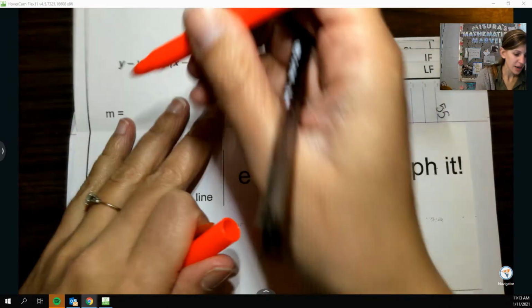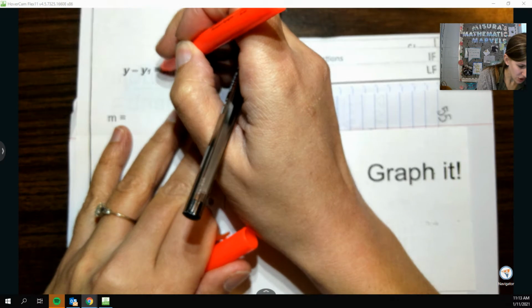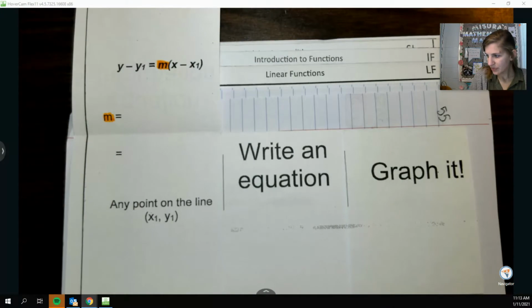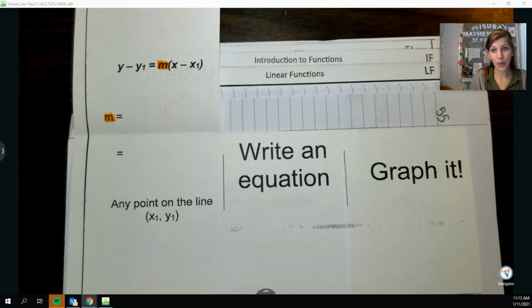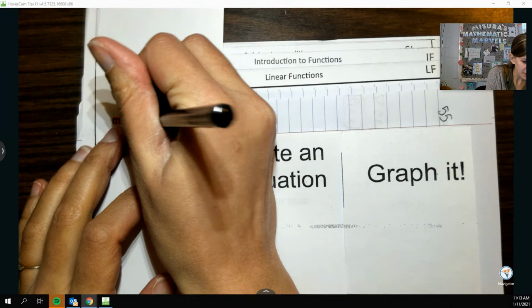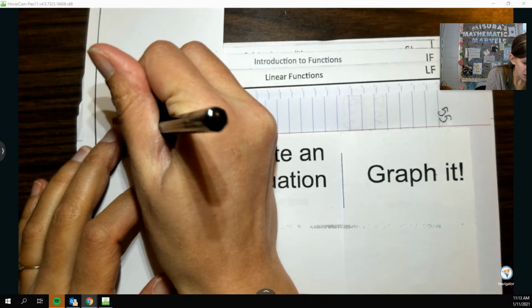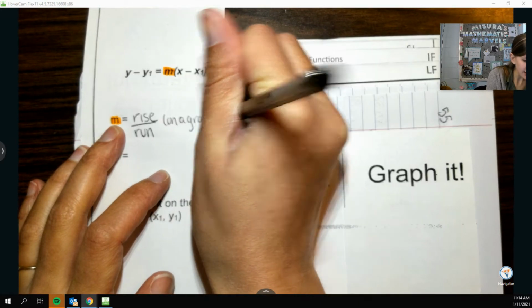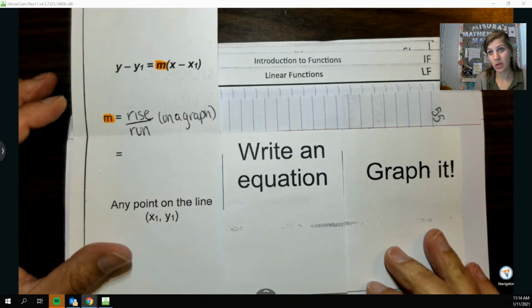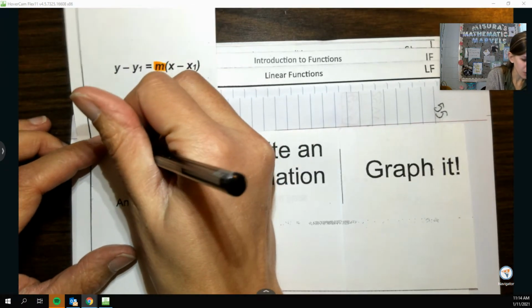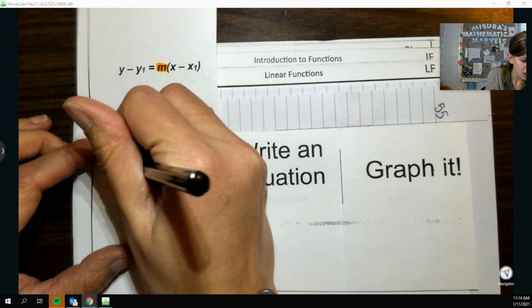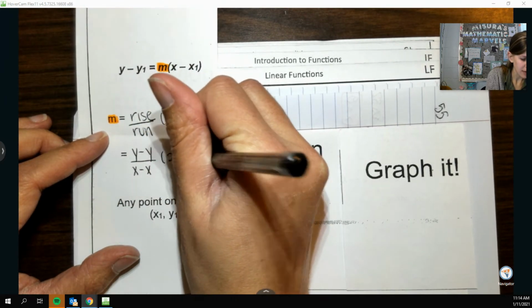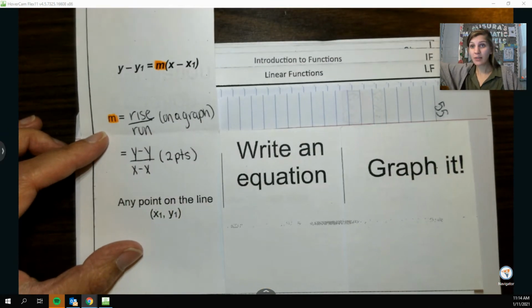And when we are filling everything in to write the equation, we need to fill in m with slope. And we can think of slope one of two ways. If I'm on the graph, I'm thinking of it as rise over run. But if I'm not on a graph, then I'm probably going to do the slope formula, which is y minus y over x minus x. And we do that when they give us 2 points, which is more often the case.